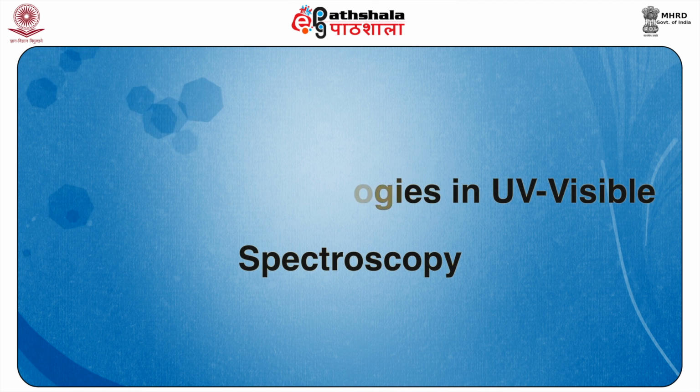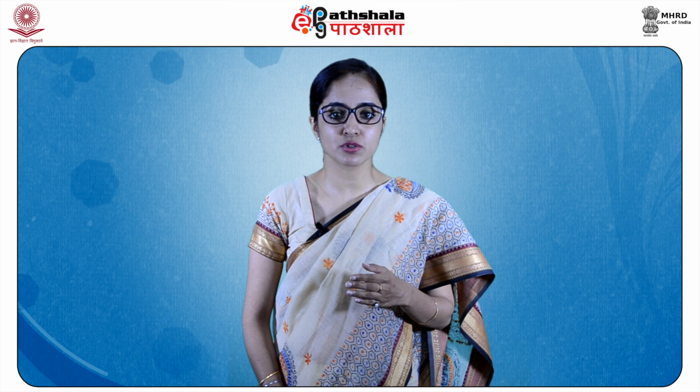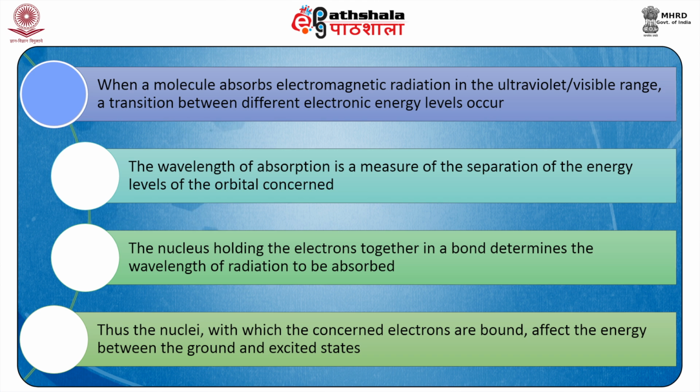Important terminologies in UV visible spectroscopy. We now come across various important terms which are used in the spectroscopy, like first the chromophore. When a molecule absorbs electromagnetic radiation in the ultraviolet visible range, a transition between different electronic energy levels occurs. The wavelength of absorption is a measure of separation of energy levels of the orbitals concerned. Now, the nucleus holding the electrons together in a bond determines the wavelength of radiation to be absorbed because of the strength by which the nucleus is holding on to the electrons.